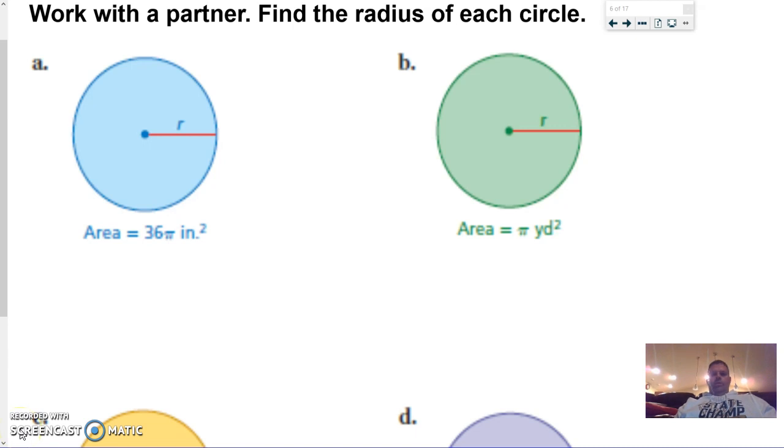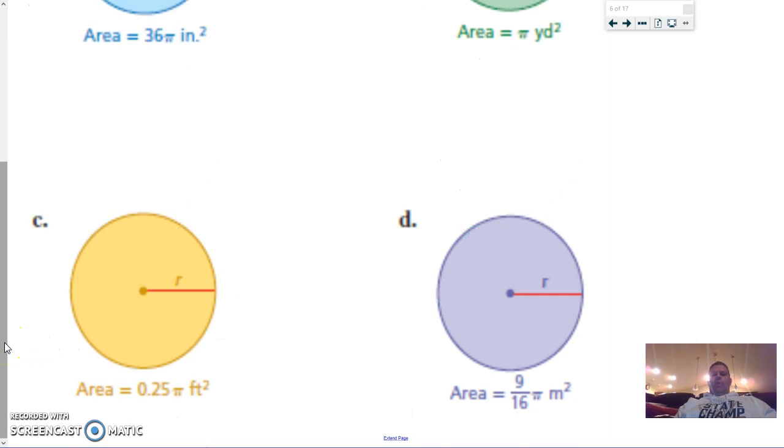In the first example, if we have a radius of 6, 6 times 6 is 36, we then multiply that by pi to get our answer of 36 pi square inches. So the radius in this case is 6. In our second example, r times pi, if we put 1 in, 1 times pi is pi square yards. Please see if you can do the last two, problems C and D. Pause the video for a minute to allow students to come up with that answer.